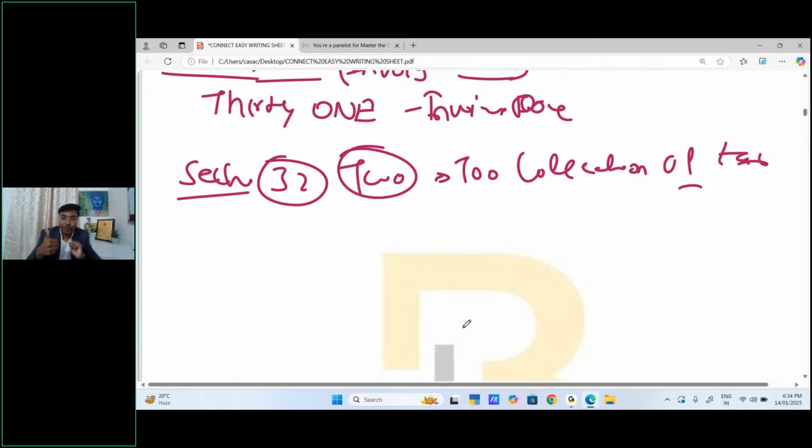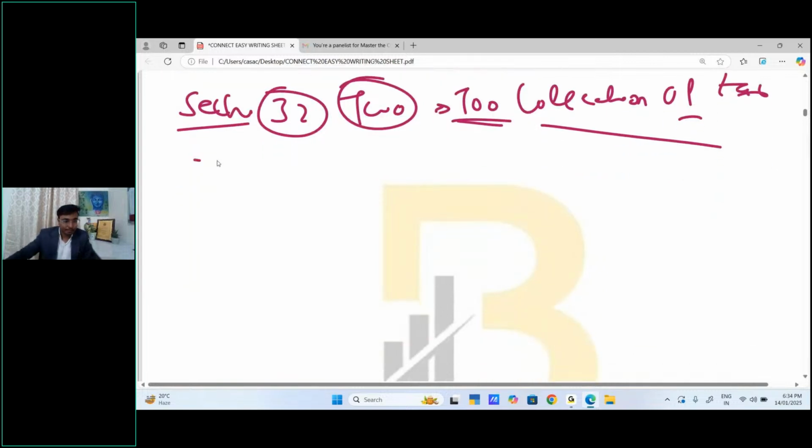That is excess collection of tax. Section 32, excess collection of the tax. That means unauthorized collection of the tax by the taxpayer, with comparison to invoice.